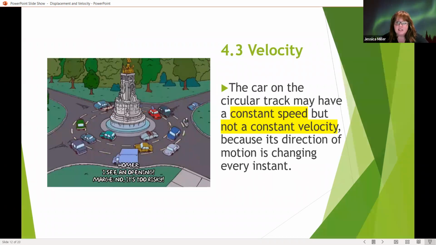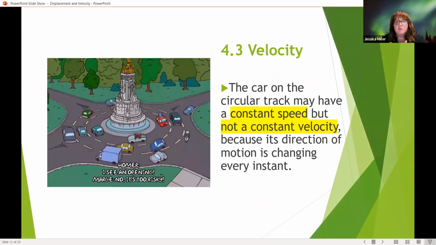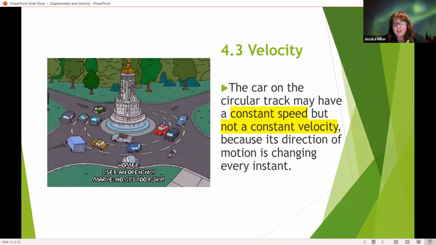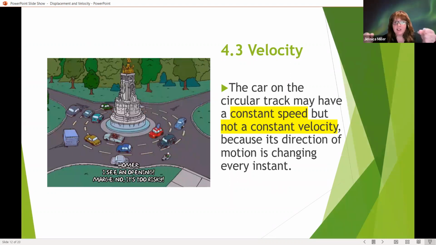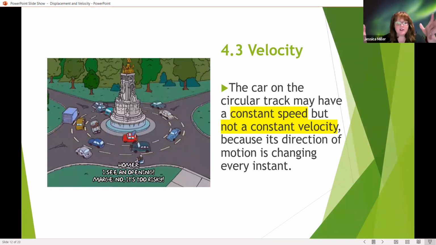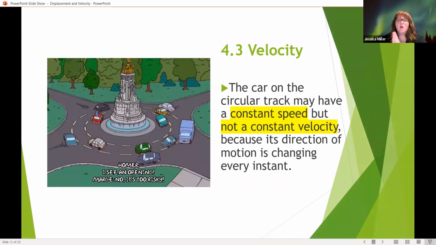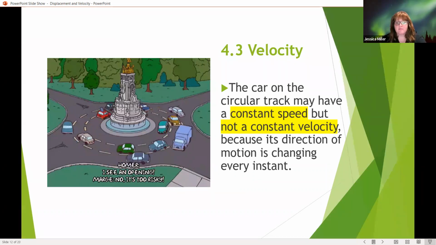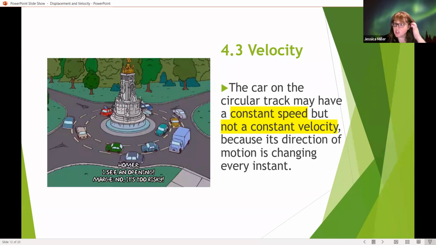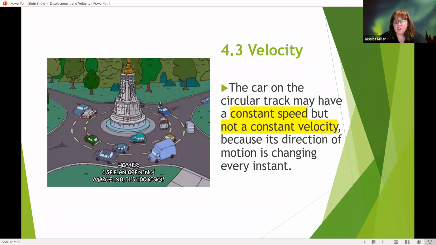Now, velocity is different again in the sense that it has direction. So if a car is moving in a circle, it could have constant speed, like going around a circular track at 20 miles per hour, but that's not considered a constant velocity because I'm always changing direction. Even if you're just changing one part of your direction, that changes your velocity.